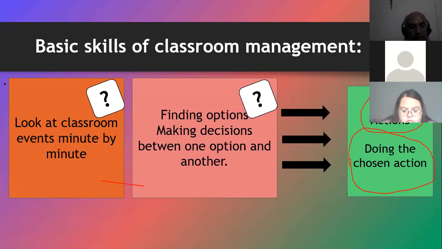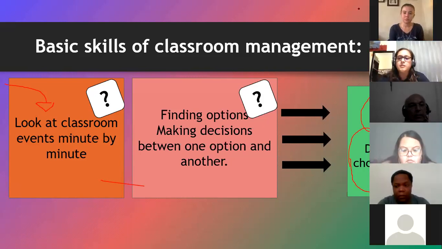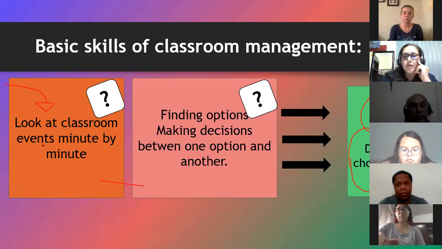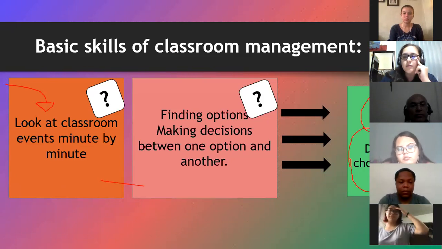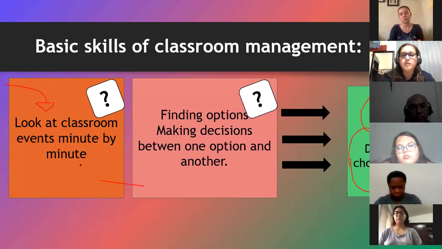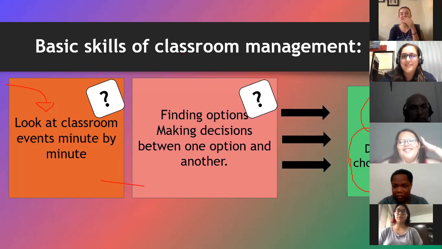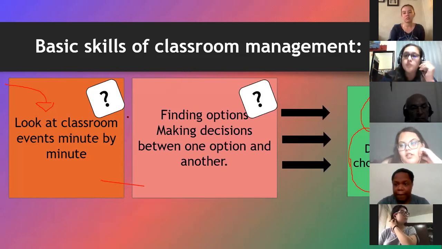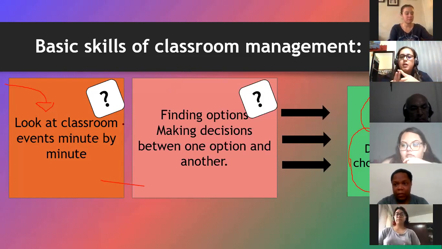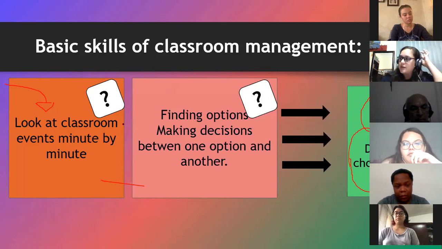But what do you think? Look at the classroom events minute by minute means. What do you think it means? Or why do you think as teachers we have to be looking at everything that is going on in the classroom every minute? Well, that you have a continuous process of supervising the activities inside the classroom. Okay, so it's to supervise. What else? Maybe walking around the classroom to see if they are working or not. Okay, so yes, in this case, one can be supervising, another one monitoring, which in a way they are similar but not necessarily, making sure they're working.